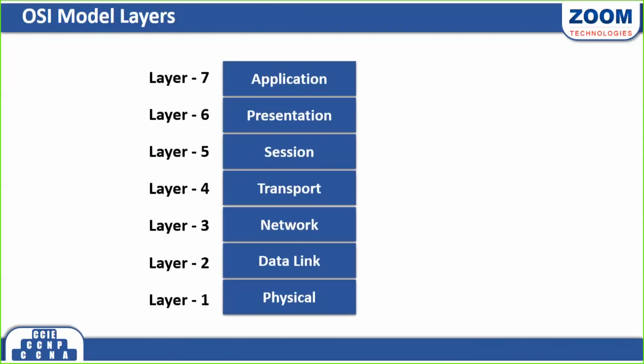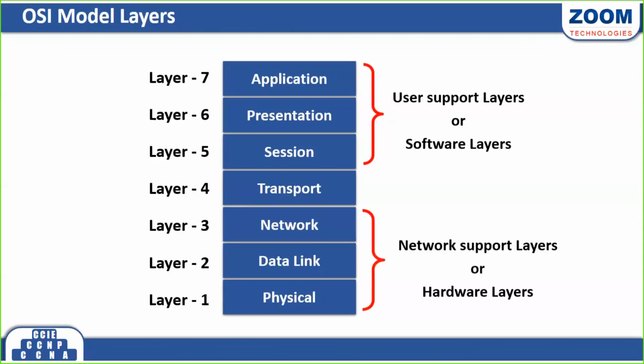The top 3 layers, which are application, presentation, and session, we call user support layers or software layers. The bottom 3 layers, which are network layer, data link layer, and physical layer, we call hardware layers or network support layers. The middle one, the transport layer, is the core layer of OSI. The heart of OSI is the transport layer. It has a main mechanism.